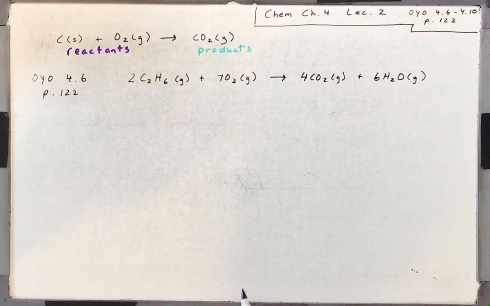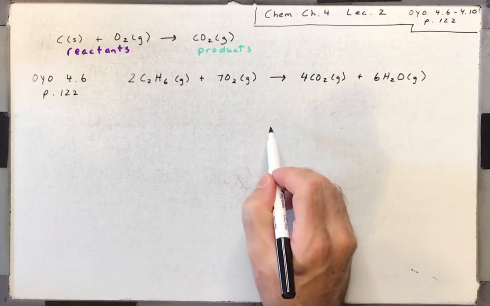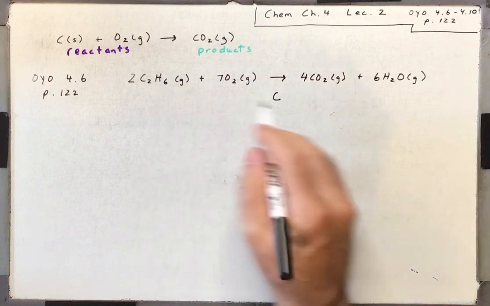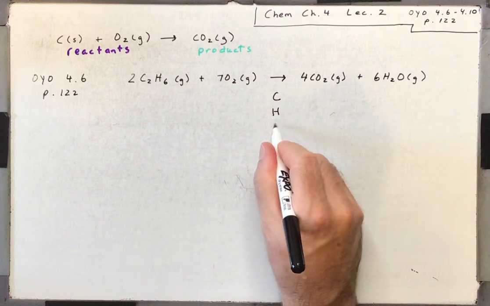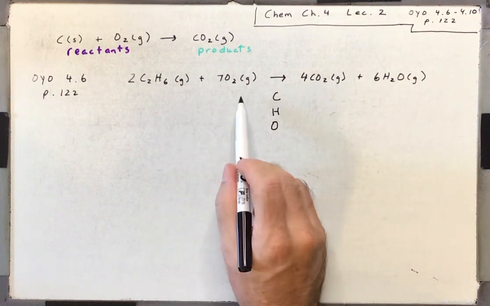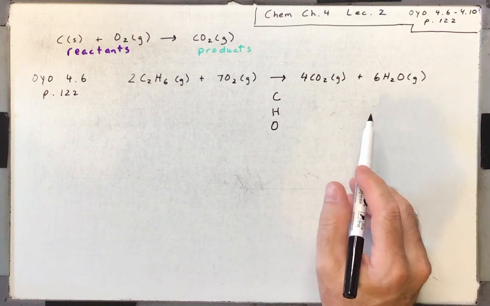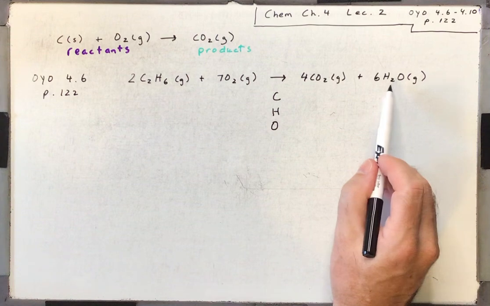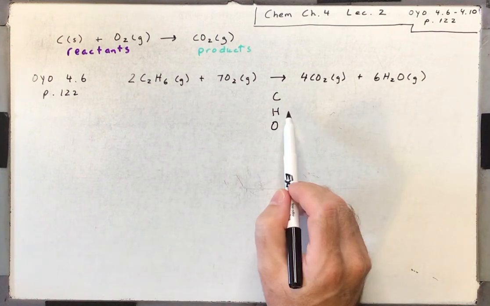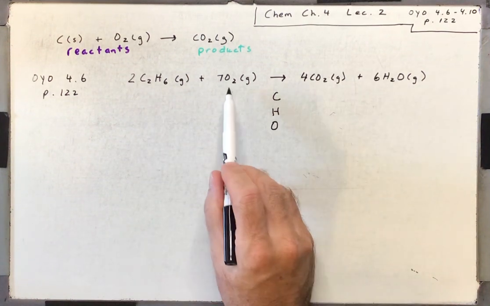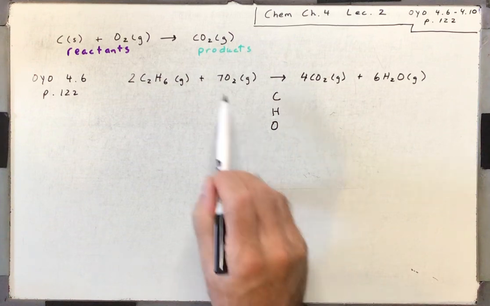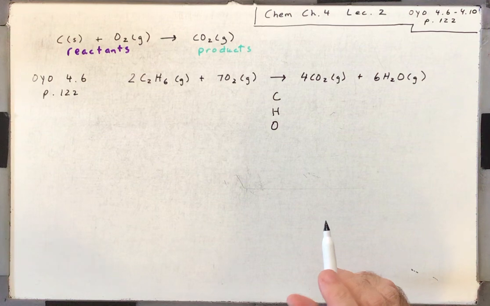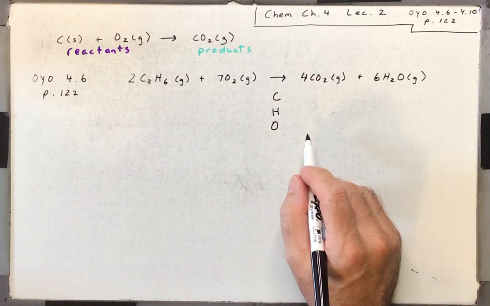What we want to do is underneath the arrow, I'm just going to list all the elements. We have carbon, hydrogen, and oxygen. Those are the 3 elements involved in this chemical reaction. I want to count up all the carbons on the left, all the carbons on the right, all the hydrogens on the left and right, and then all the oxygens on the left and right, and see if they are equal. They have to be equal, or the equation isn't balanced.